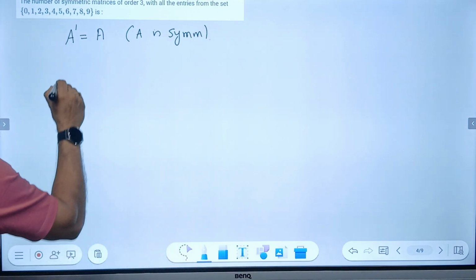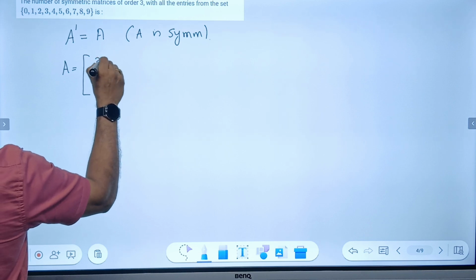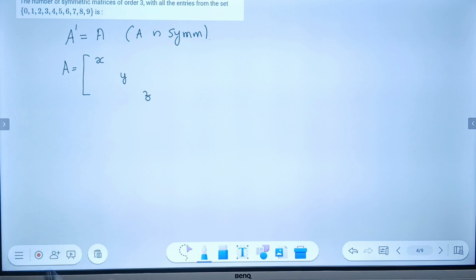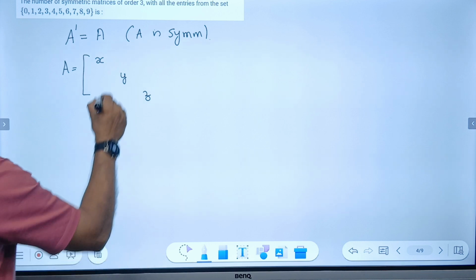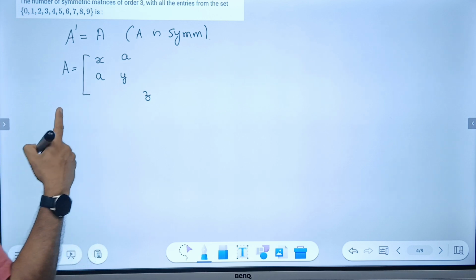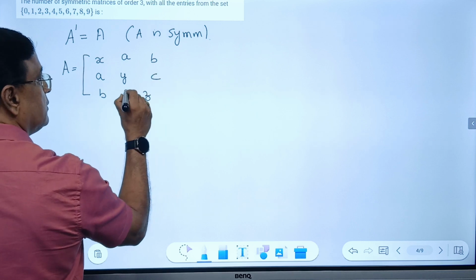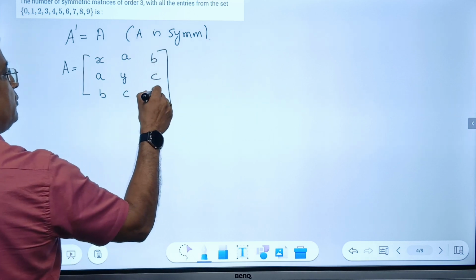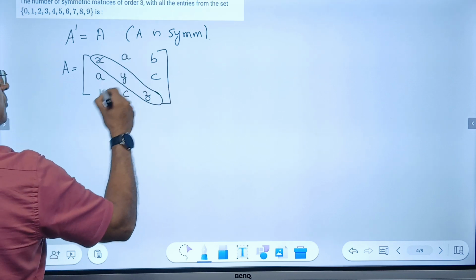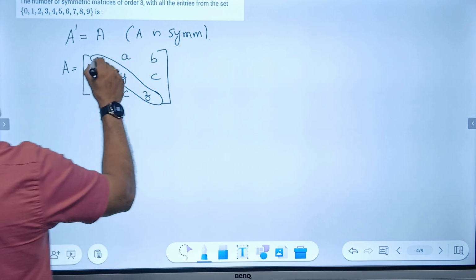So what I will do, I'll take a symmetric matrix. Let me call the diagonal X, Y, Z. Diagonal can be anything. Whereas if this is A, this must be A, by the property of symmetry. This is B, this also must be B. If this is C, this has to be C. I hope you remember when you do a symmetric matrix, your diagonal acts like a mirror. So they should be the same.